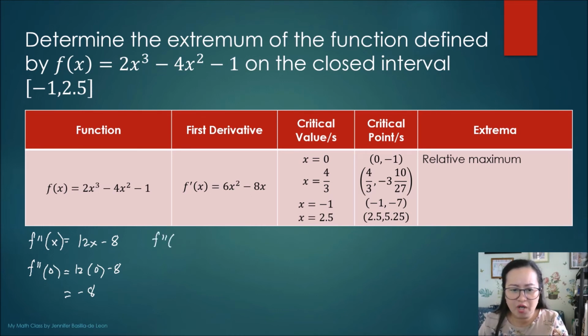Evaluating f double prime of x at x equals 4/3, we will have 12 times 4/3 minus 8. Then we can cancel 12 and 3, so this will be 4, and this is 1. 4 times 4, 16 minus 8. Therefore, we will have 8. Now, since 8 is greater than 0, then at x equals 4/3, we will have a relative minimum.